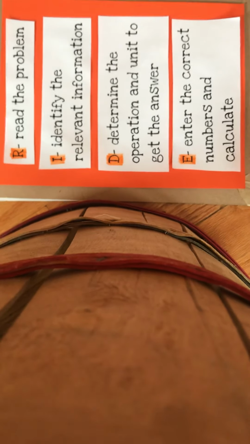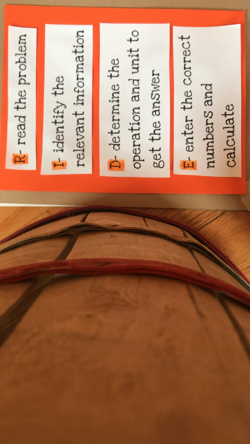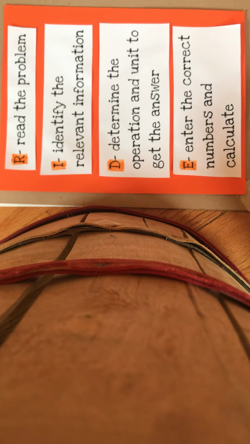Today we'll be learning the RIDE strategy to help us solve some word problems. So the first step of RIDE is to read the problem. Second step, identify the relevant information. The third step is to determine the operation and unit to get the answer. And the fourth step is to enter the correct numbers and calculate. So let's look at some word problems.